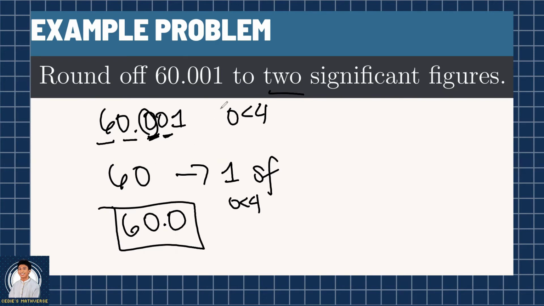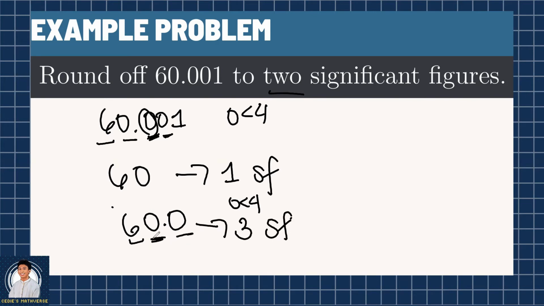But this isn't the correct answer. It has 3 significant figures: 1, 2, and 3. How do we express this 60 with 2 significant figures? We will use scientific notation.